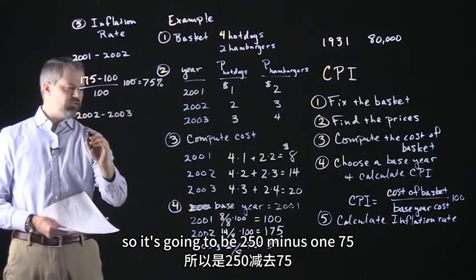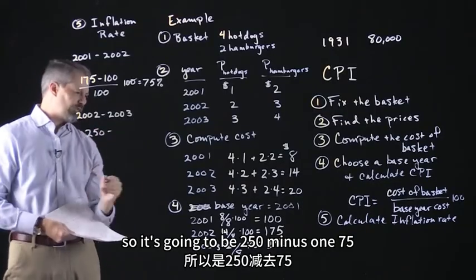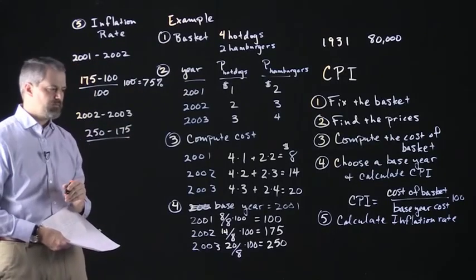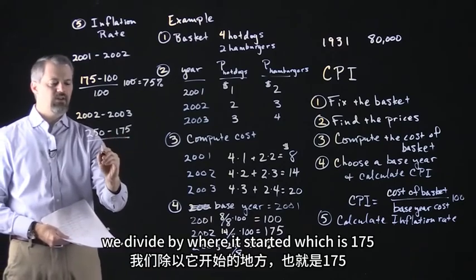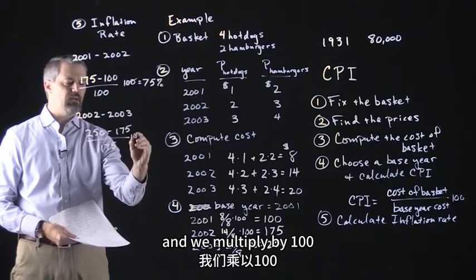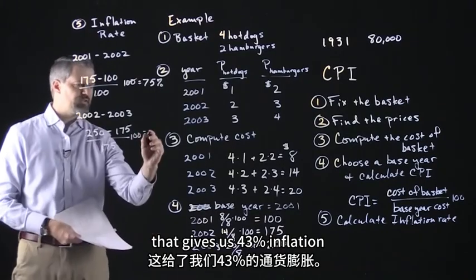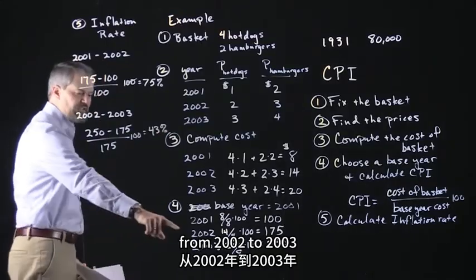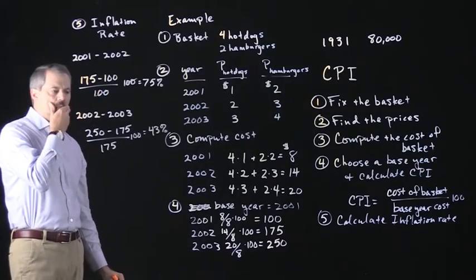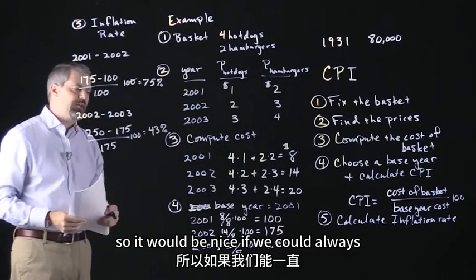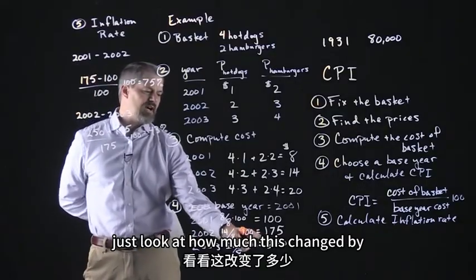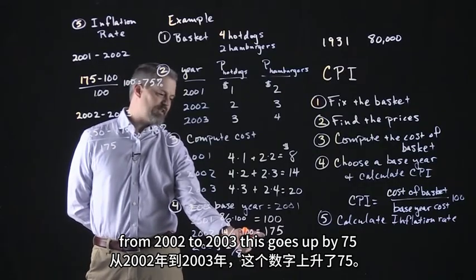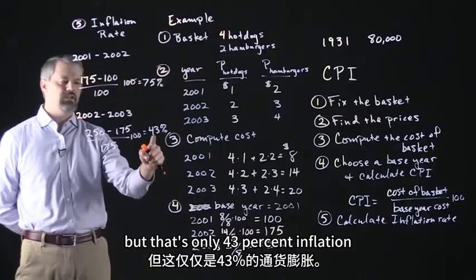So it's going to be 250 minus 175. That's how much it changed by. We divide by where it started, which is 175, and we multiply by 100. That gives us 43% inflation from 2002 to 2003. So it would be nice if we could always just look at how much this changed by. From 2002 to 2003, this goes up by 75, but that's only 43% inflation.